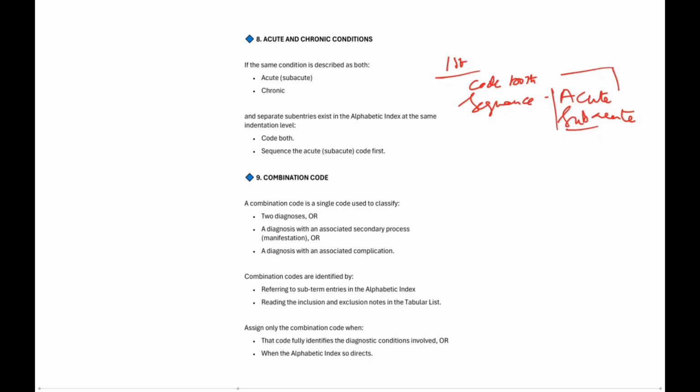Sequence the acute code first. Okay, so they are mentioning two rules here. First rule, code both. Second rule, sequence. Which one will come first? Acute or subacute, which they are suffering right now. So the patient is admitted always with the acute only. It's not about after so many years he is complaining about that problem. Patient is always admitted with the acute along with the chronic condition.